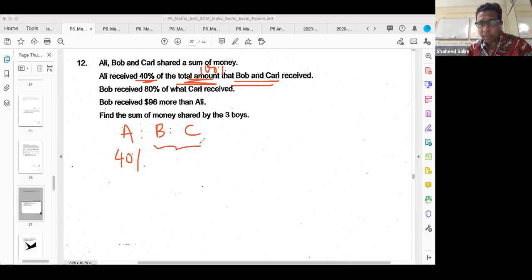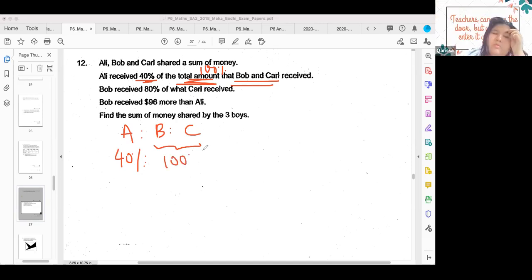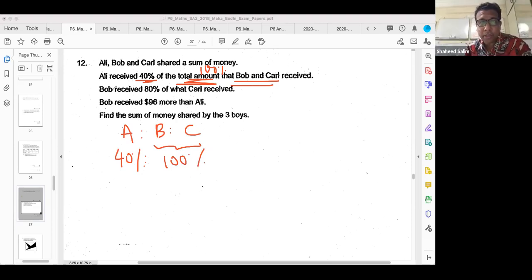These two now is 100%. Combine 100%. Divide by 2. But you cannot divide by 2 because later on you will see that Bob received 80% of Carl. So it's different, you know. So this is ratio number 1 first. Now ratio number 2, let's see.